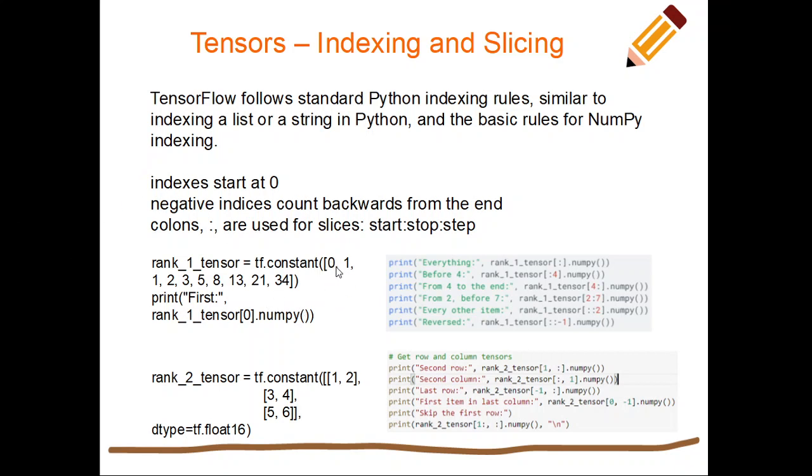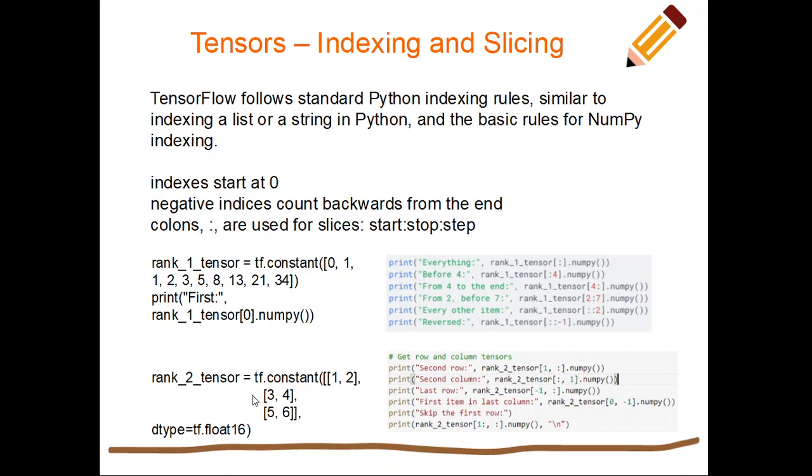Say for example, here we have a one-dimensional tensor. So how do we get the first value? We say rank 1 tensor. This is where we have created the tensor, and then we can access it using 0.numpy value. So it will basically give us the 0.